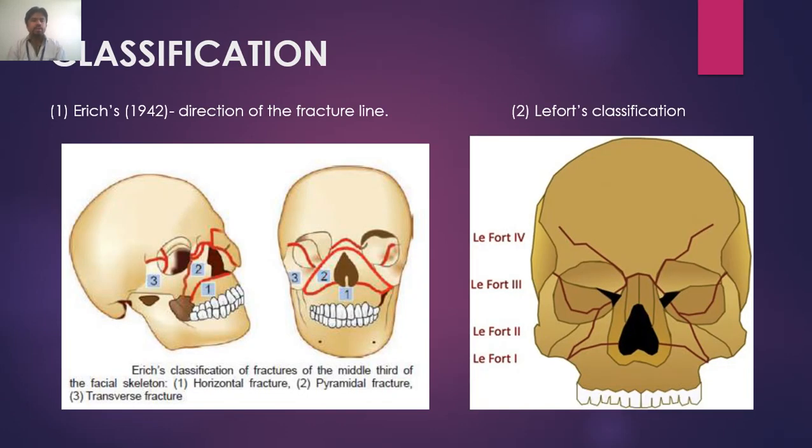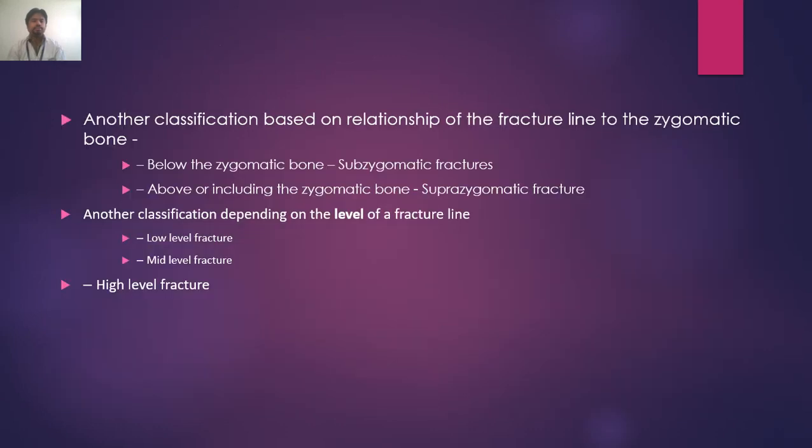Classification. René Le Fort's classification, according to the direction of the fracture line, gave us 1. Horizontal fracture, 2. Pyramidal fracture, and 3. Transverse fracture. LeFort classification comes as LeFort I, 2, 3, and 4. The fourth variant was recently added. It comprises orbital fractures as well, superior orbital fractures.